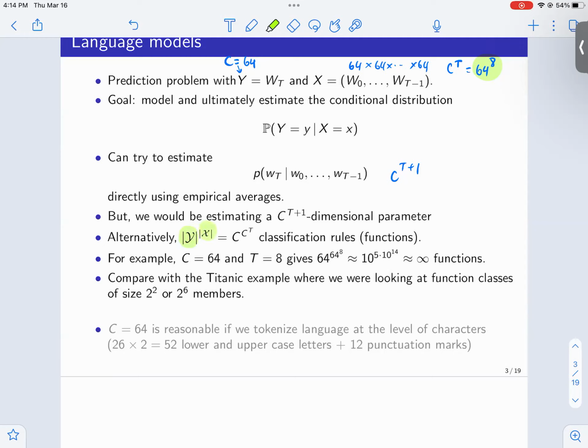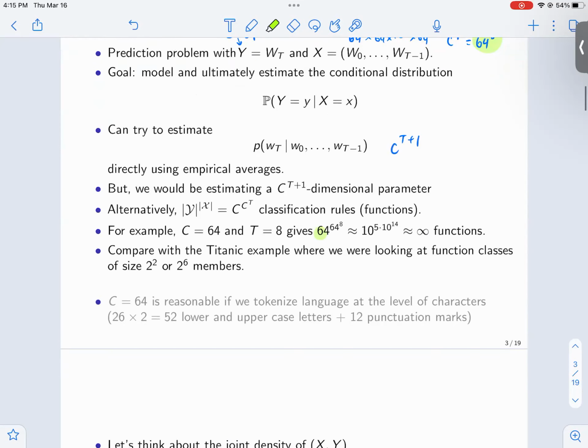I'll let you think about this yourself. This would be c to the power c to the power t. So that would be 64 to the power 64 to the power 8. And if you do it in R, it would be infinite. So it can't be computed. It's like 10 to the power of 10 to the 15 or 14. It's 10 and then this many zeros. That is how many functions you have to search over. So that's the complication of the problem.